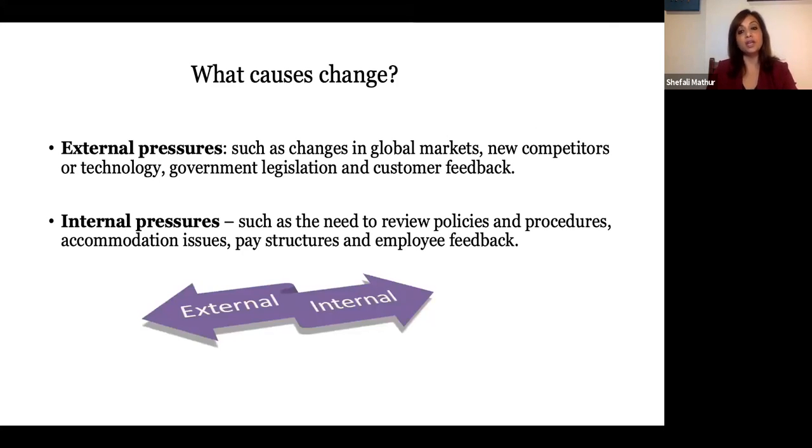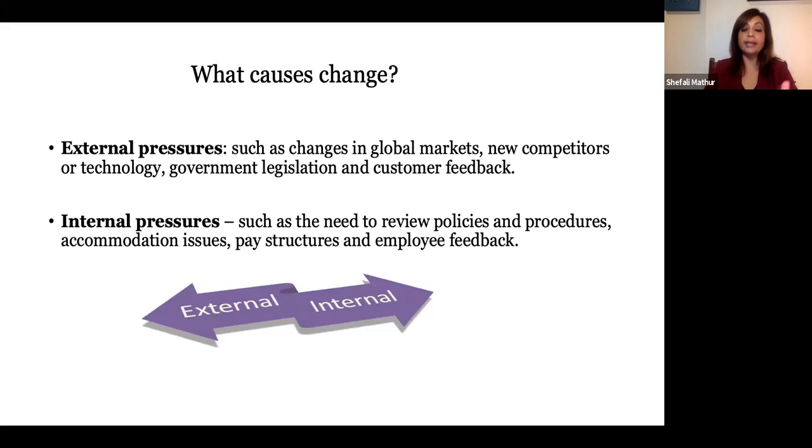Some of the causes of change are external pressures like the global market. There's new competition in the market. There are changes made due to technology, or the government changes certain policies and procedures, and we make the changes. Or it could be just customer feedback.